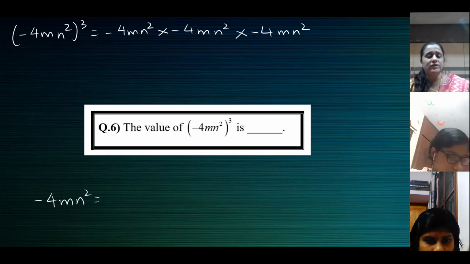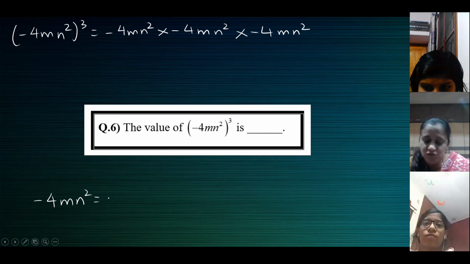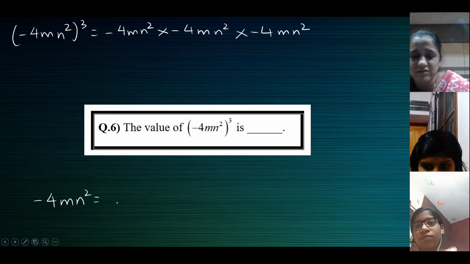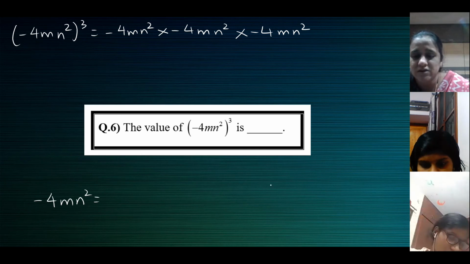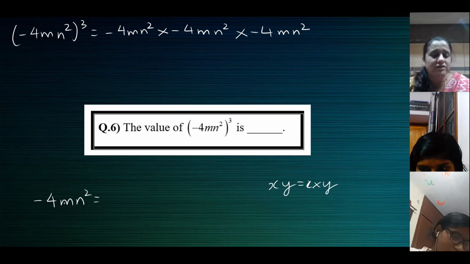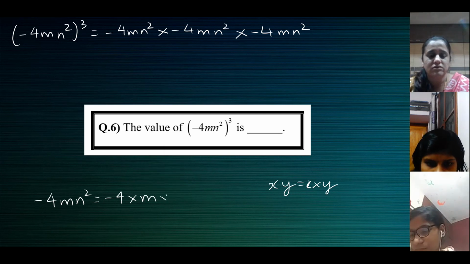What is the sign between 4 and m? Ma'am, multiplication. If it is xy, what's the sign between x and y? X into y, ma'am. You're sure about that, right? Yes, ma'am. Okay, so minus 4mn square means what? Minus 4 into m into n power 2, ma'am.